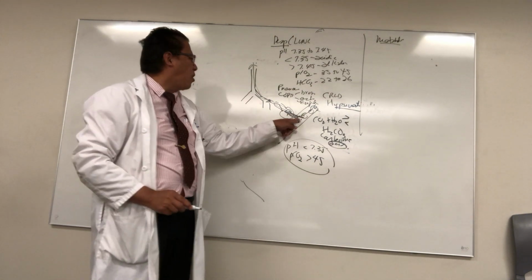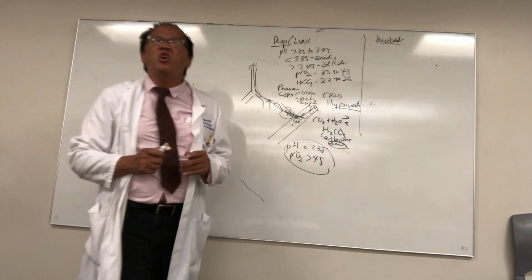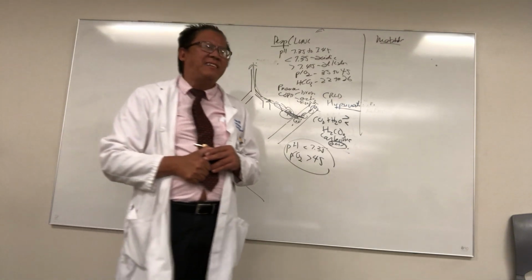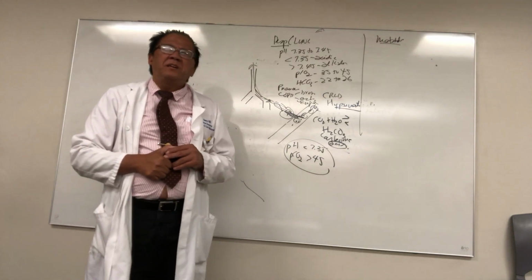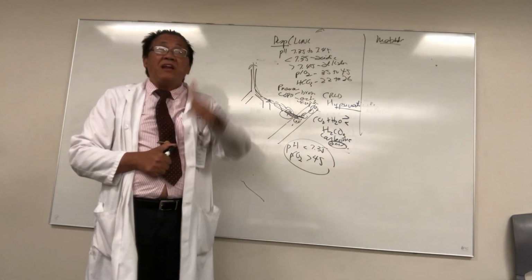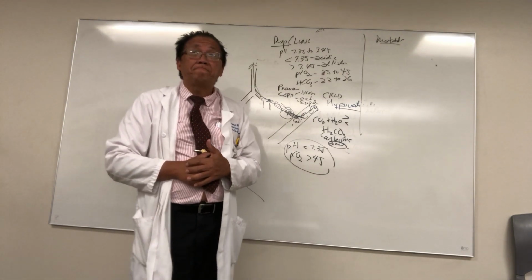Why was it not able to go out? Because it was blocked by the mucus of a patient with pneumonia, a patient with asthma, bronchitis, and emphysema. If you know the pathology, do you know the treatment plan? And that is how you pass the nursing board exam.